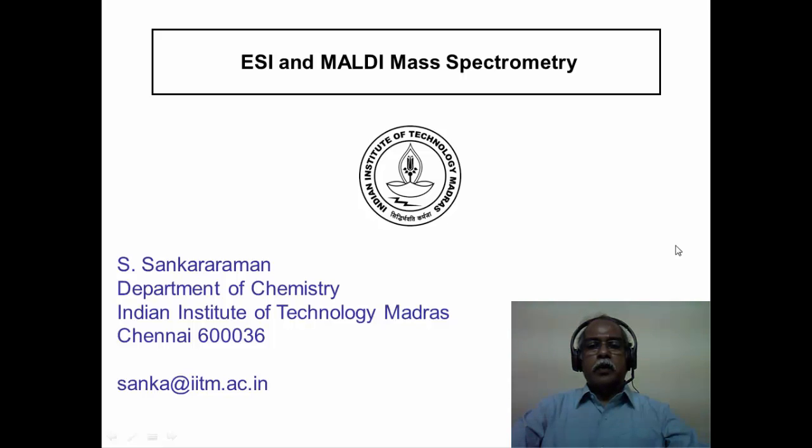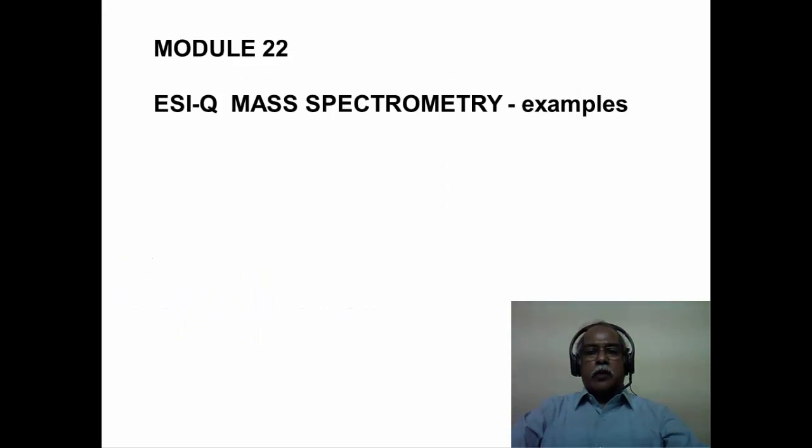Hello, welcome to module 22 of the course on application of spectroscopic methods in molecular structure determination. We will continue with electrospray ionization mass spectrometry in this module also, giving examples from biomolecular systems where you have large proteins and peptides being analyzed by the mass spectrometry technique. So we are going to talk about examples of the electrospray ionization, a quadrupolar type of mass spectrometry in this particular module.